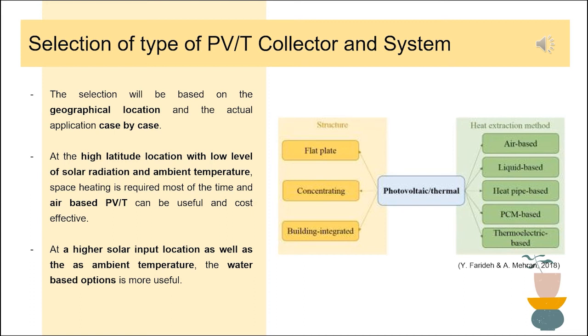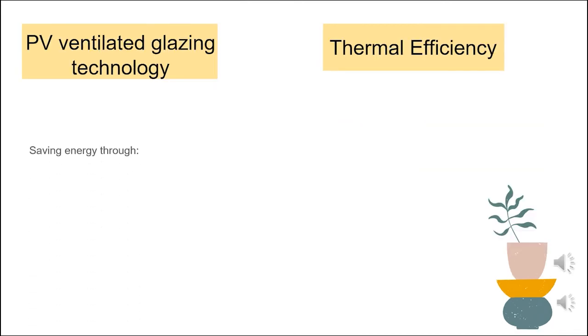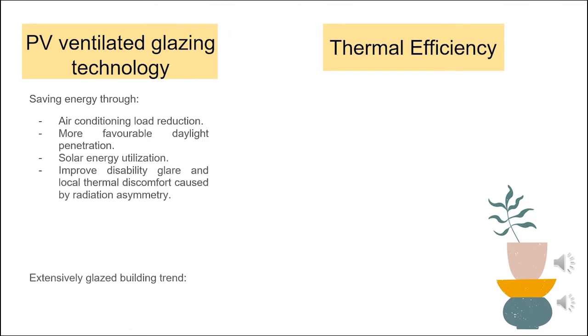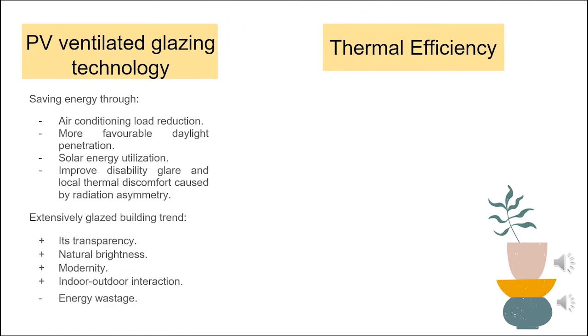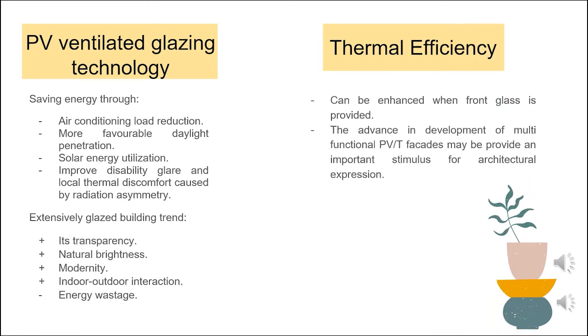At locations with higher solar input, the water-based PVT option is more suitable and useful, as well as the photovoltaic ventilated glazing technology, which can save energy through AC load reduction, more favorable daylight penetration, solar energy utilization, and improving disability glare and local thermal discomfort caused by radiation asymmetry. By cooling the photovoltaic surface with the help of air or water as a flowing fluid or a coolant, the system is significantly improved, where the performance of the hybrid photovoltaic thermal system is measured in terms of thermal, electrical, and energy efficiencies of the system, and the thermal efficiency can be enhanced when front glass is provided.